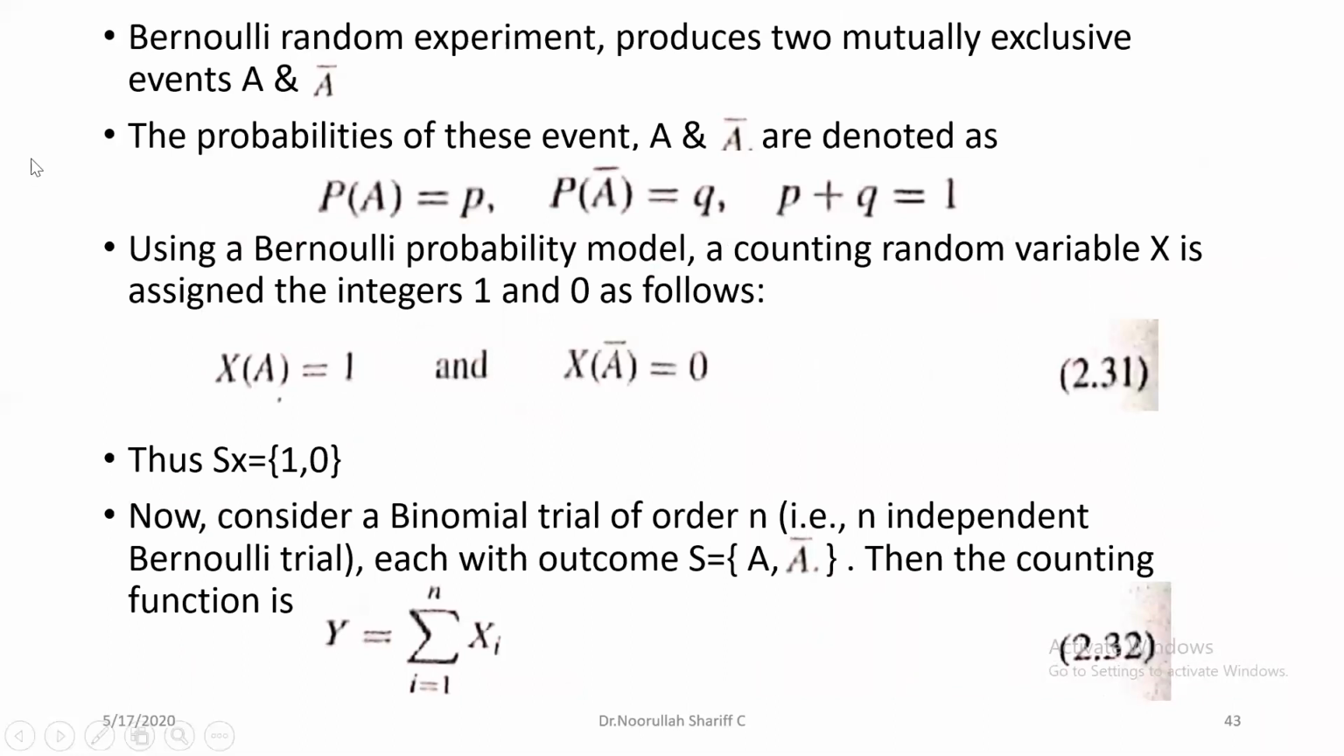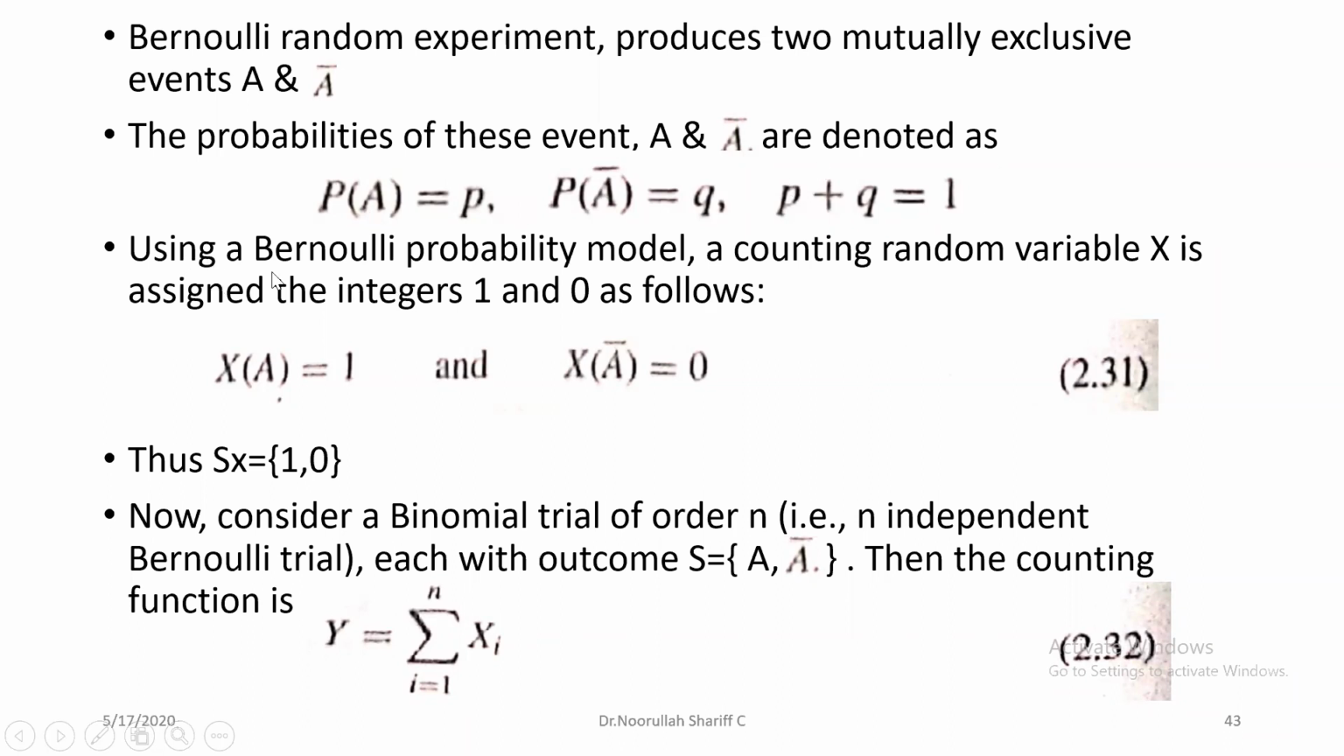So we also have what is known as the Bernoulli random experiment, which produces two mutually exclusive events, A and A bar. The probabilities of these events are denoted by P of A equal to small p and P of A bar equal to q. Because we have only two events, P of A plus P of A bar should be equal to 1, or small p plus small q should be equal to 1.